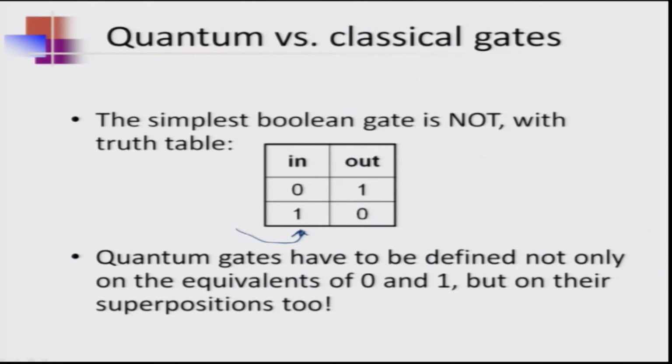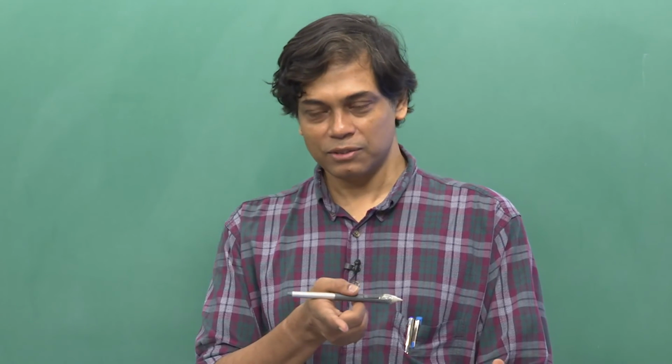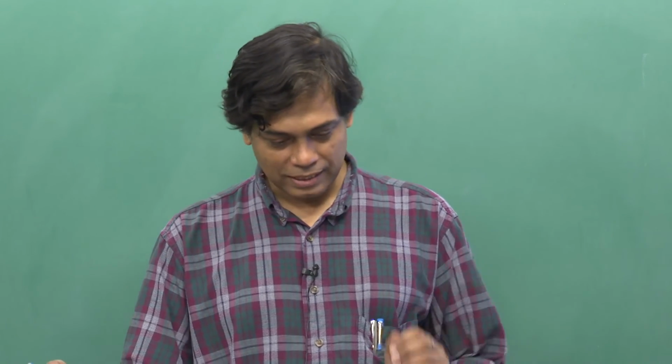Now, one of the very important things to remember is that in quantum gates, however, you have to define it not only on the basis of the equivalence of 0 and 1, but also on the basis of their superpositions. This is one very important point that you have to remember. Just by looking at the final outcome, which is the classical case, you could have made your gates, but in quantum mechanics that is not the case. Every other possible superposition coming from the same condition should also be following this rule. So, that is the idea.